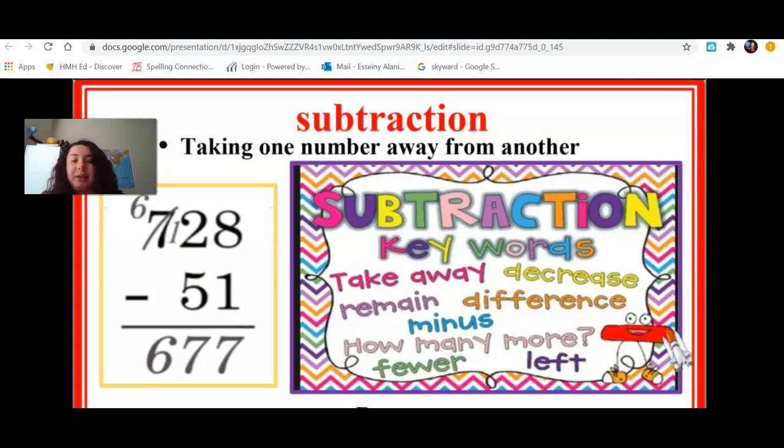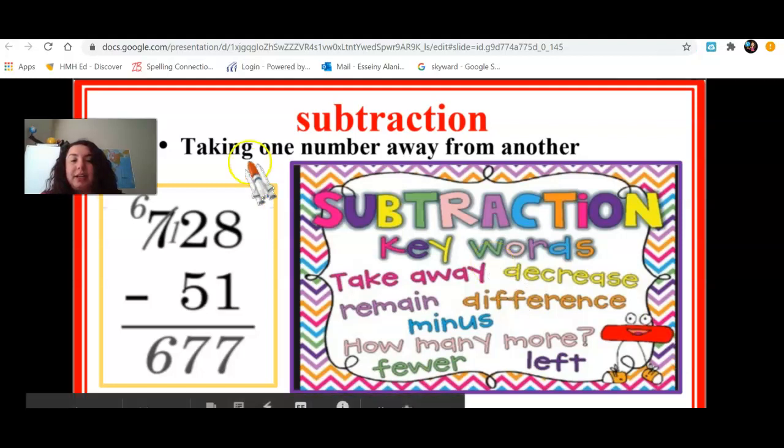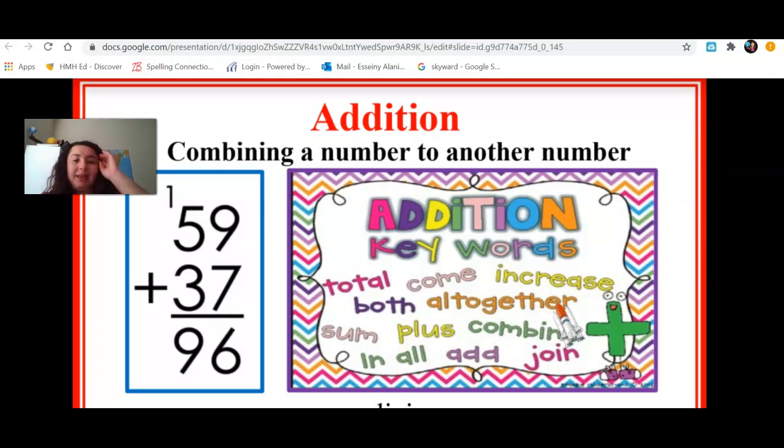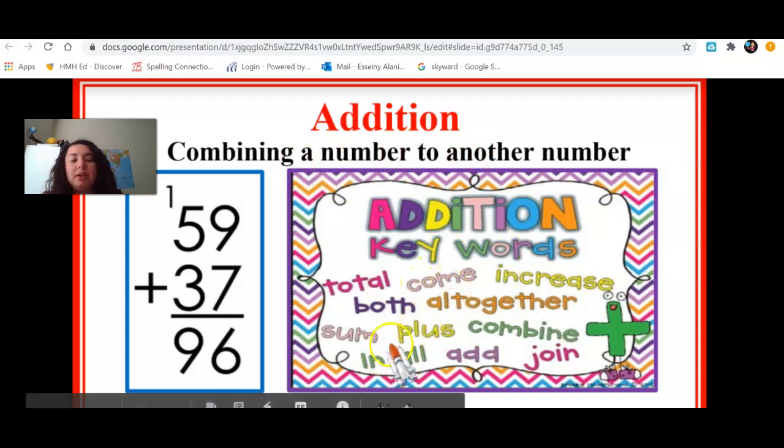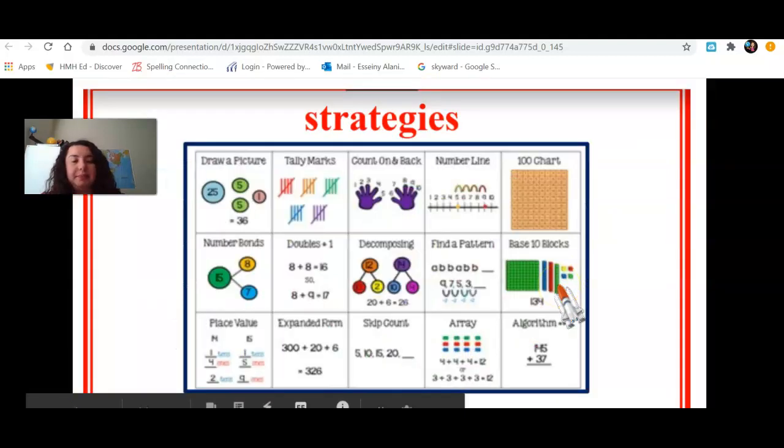And these are our vocabulary words: subtraction, taking one number away from another. Remember, these are our keywords: take away, remain, minus, how many more, fewer, left, decrease, difference. And addition, combining a number to another number. Total, both, come, all together, sum, plus, combine, in all, add, join, increase.